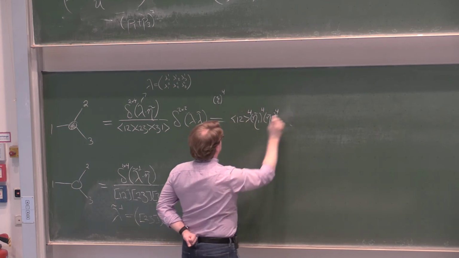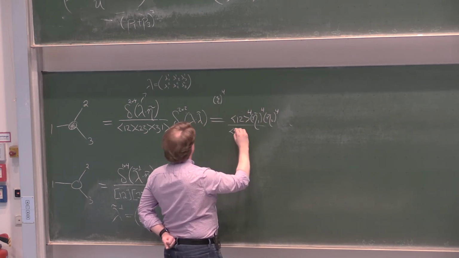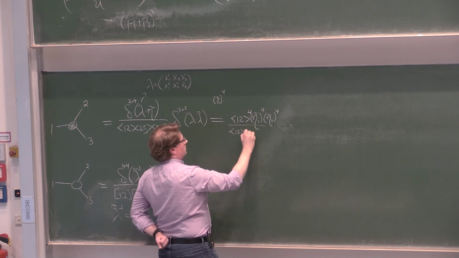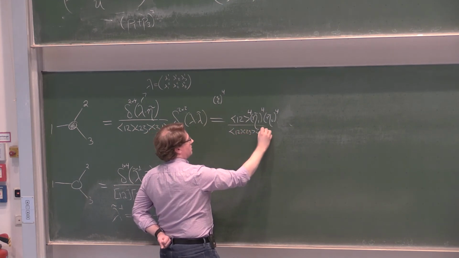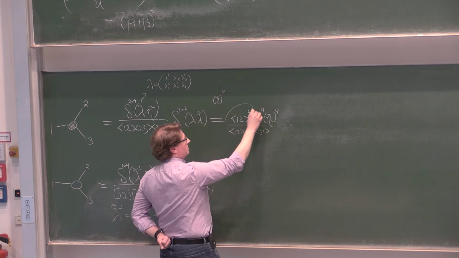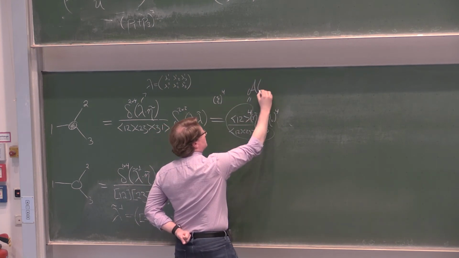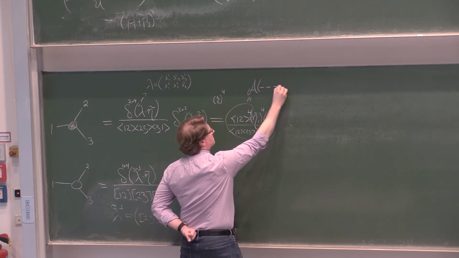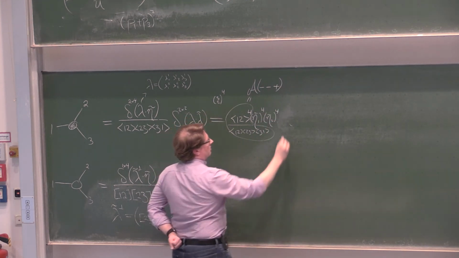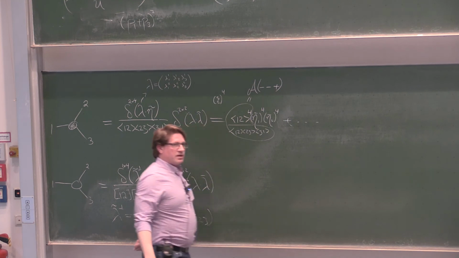Well, times 1 2, 2 3, 3 1. And this thing here has another name. It's called the particular component of minus, minus, plus. Okay? Plus lots and lots of other things.